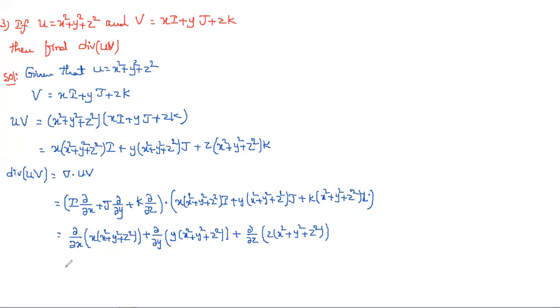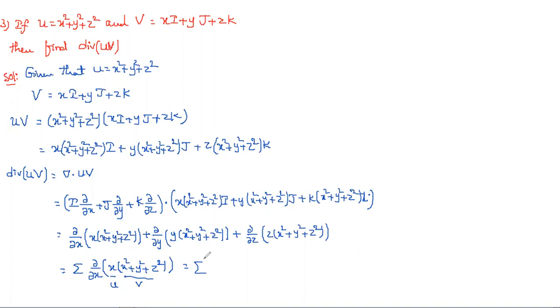Okay, so this is equal. It takes a lot of time to write out the entire thing, so first, simply, I'm going to write the summation: summation of dou by dou x of x into (x square plus y square plus z square). If you observe this, it is in the form of two functions, so we can apply the product rule. This is u and this is v.